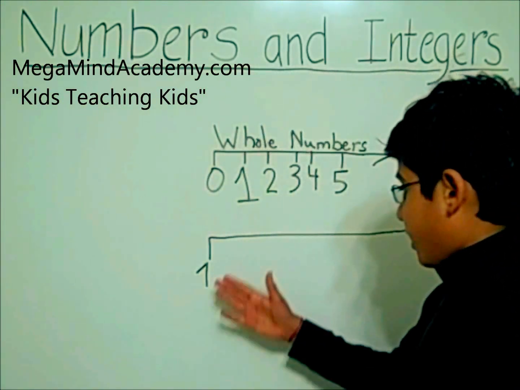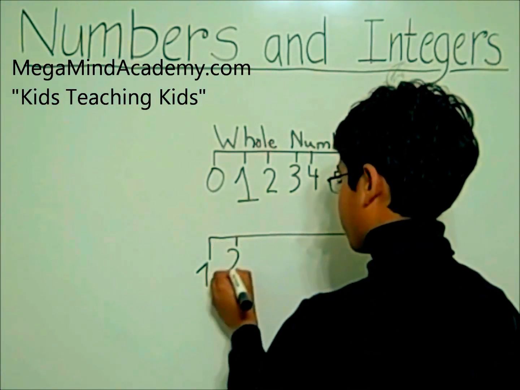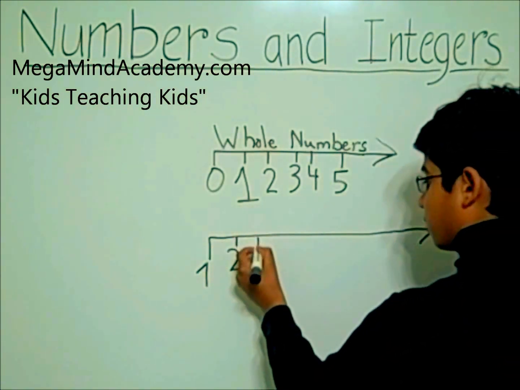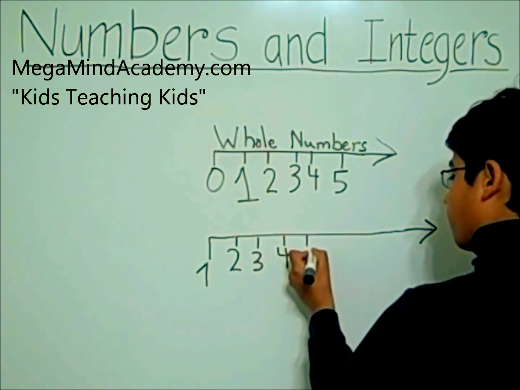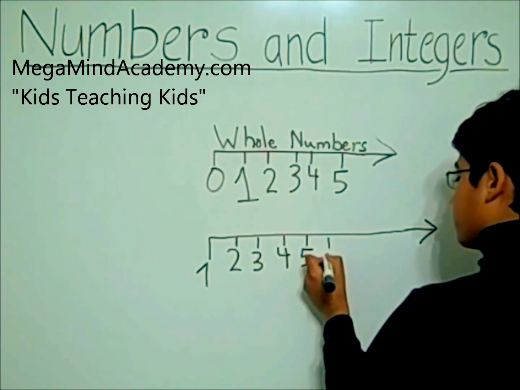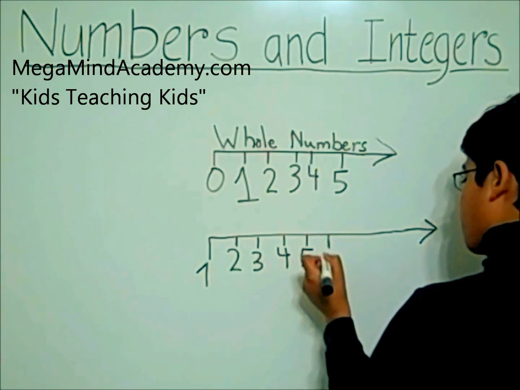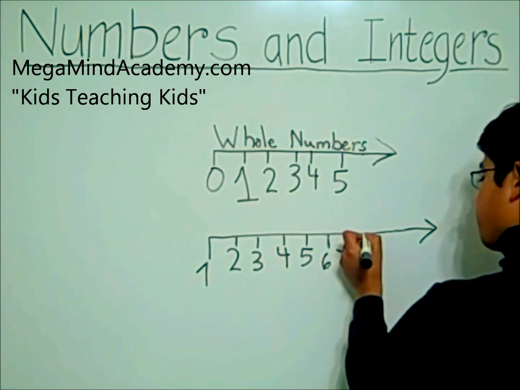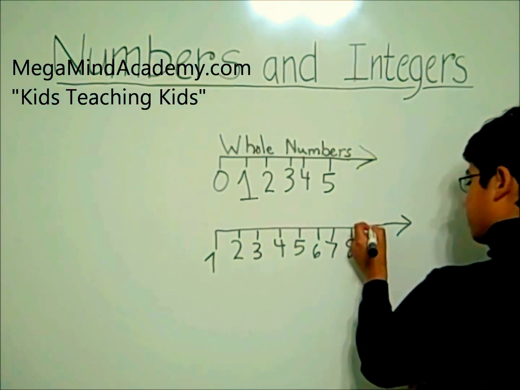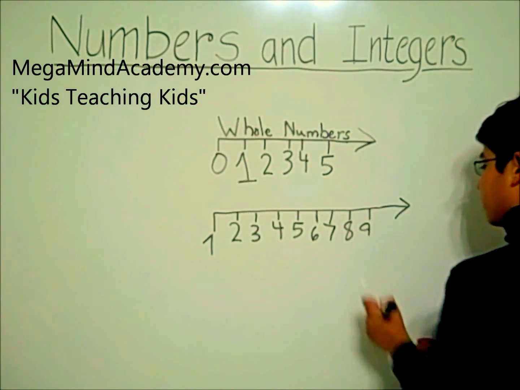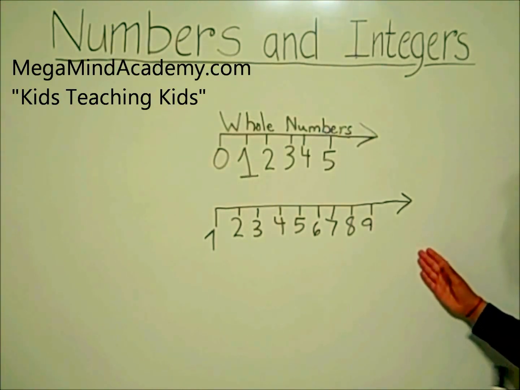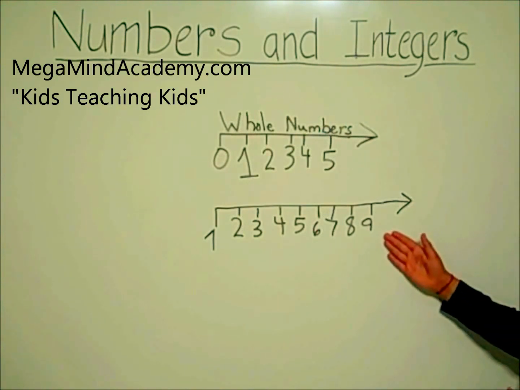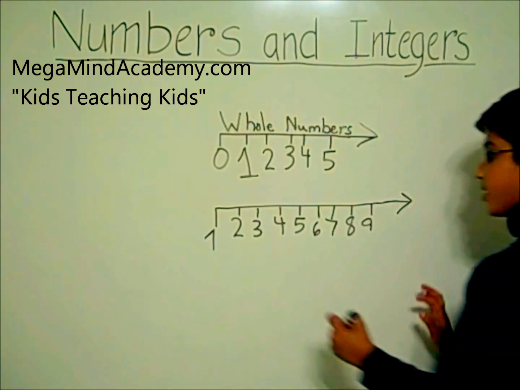So it would be 1, 2, 3, 4, 5, 6, 7, 8, 9, and so on. So like 10, 11, 12, 13, 14, and so on. Now these numbers are called counting numbers.